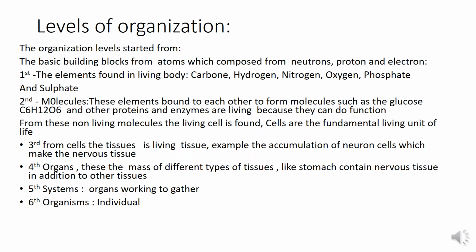Level of organization. The organization level starts from the basic building blocks, from atoms، يعني البناء الأساسي للوحدة البشرية أو الكائن الحي يتكون من الاتومز, which are composed of neutron, proton and electron. The first elements found in the living body: carbon, hydrogen, nitrogen, oxygen, phosphate and sulfate.